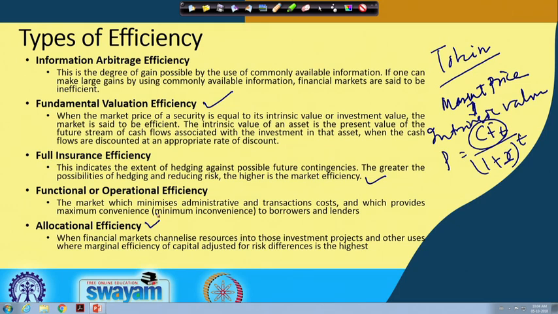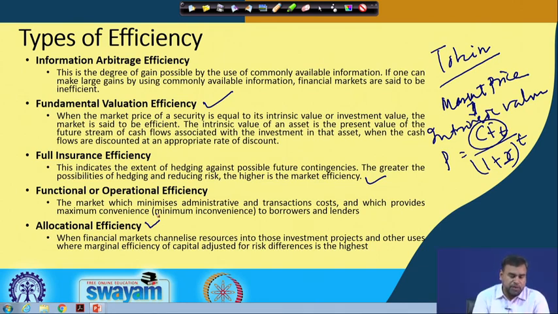And the last one is the allocational efficiency, because from the beginning we talked about the resources being scarce, and because of that you have to utilize the resources in such a way that they can give you the maximum benefits or maximum welfare. So, here, how can we define this allocative efficiency or allocational efficiency? It is when the marginal efficiency of the capital adjusted for the risk differences is the highest.